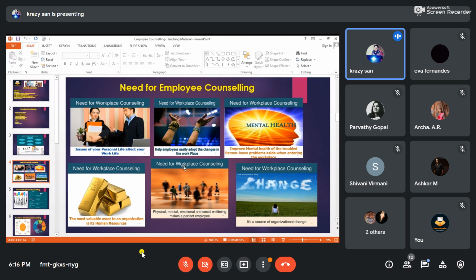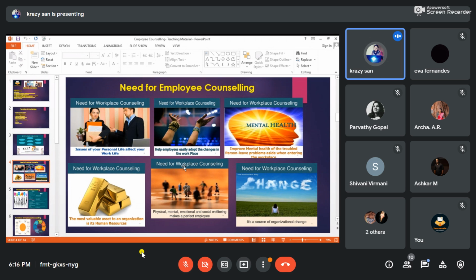Now the third point is mental health, which improves the mental health of the troubled person, leaving problems aside when entering the workplace. When your mental health is okay, though you are disturbed, as soon as you reach the gate of your office premises, you just want to vanish them off for that particular time when you are at the workplace. So mental health is very important and has to be taken into consideration during counseling. Then, the most valuable asset to an organization is its human resources.